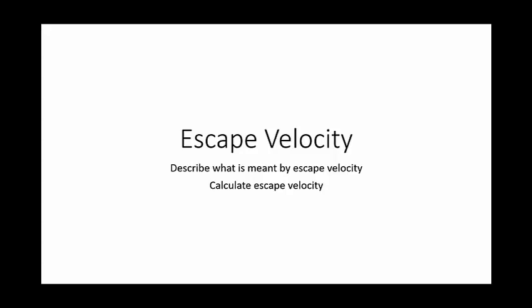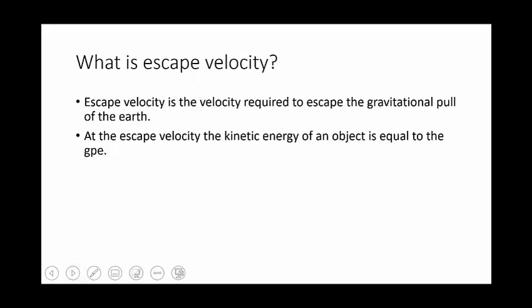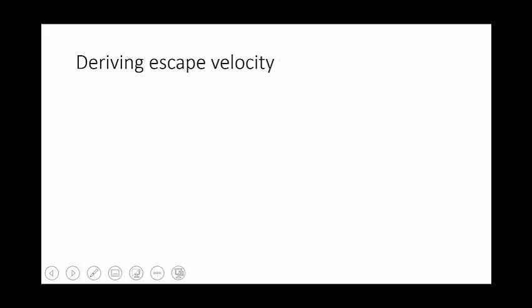We're looking at escape velocity today. So we'll start by defining what escape velocity is. Escape velocity is the velocity required to escape the gravitational pull of the Earth, basically going from the surface to infinity. So at the escape velocity, the kinetic energy of the object has to be equal to the GPE required to get to infinity. So let's start our derivation.